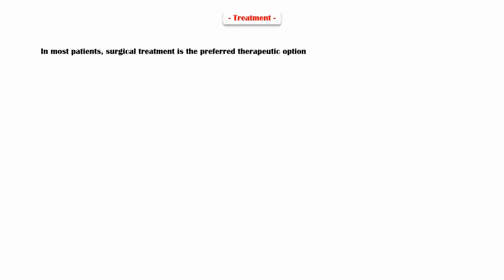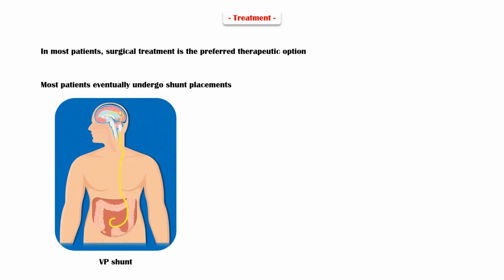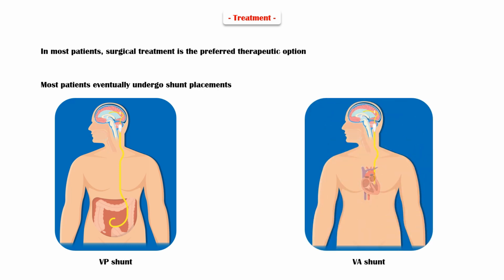In most patients with hydrocephalus, surgical treatment is the preferred therapeutic option. Most patients eventually undergo shunt placements. Several different types of shunts are used. Ventriculoperitoneal shunts drain excess cerebrospinal fluid into the peritoneal cavity. Ventriculoatrial shunts drain excess CSF from the ventricles into the right atrium.